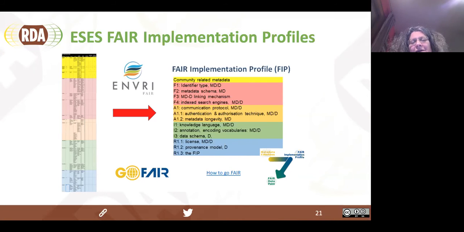So I continued to develop this together with GoFair, and we came up with, for each FAIR principle, one question related to metadata and one related to data, if appropriate. And this is the FAIR implementation profile that you see on the right side.